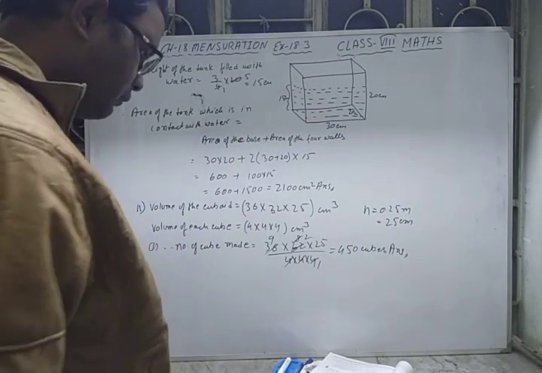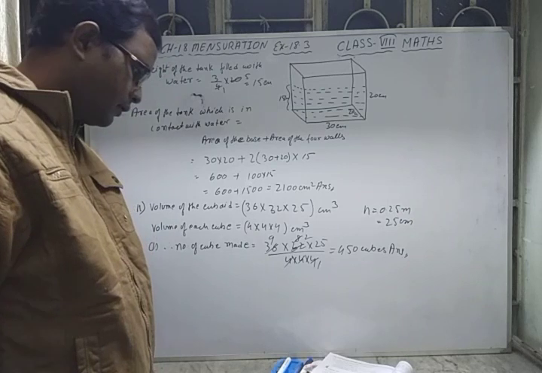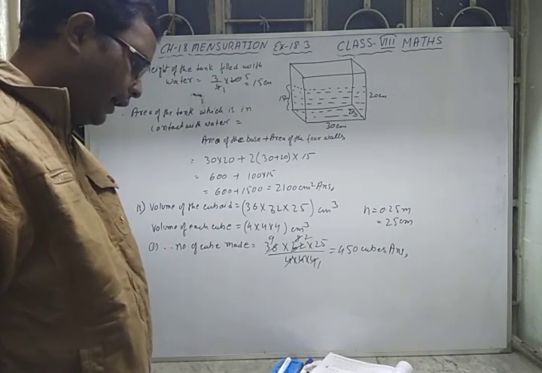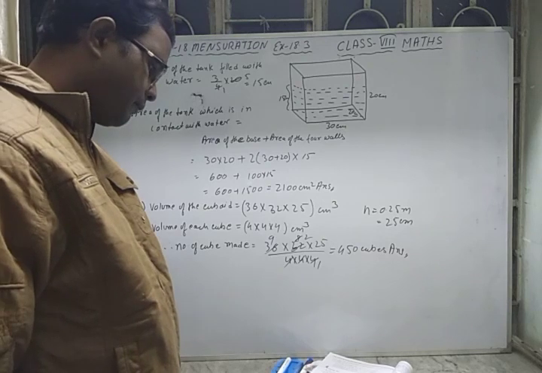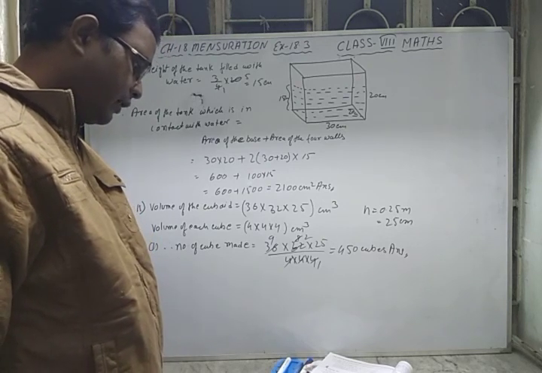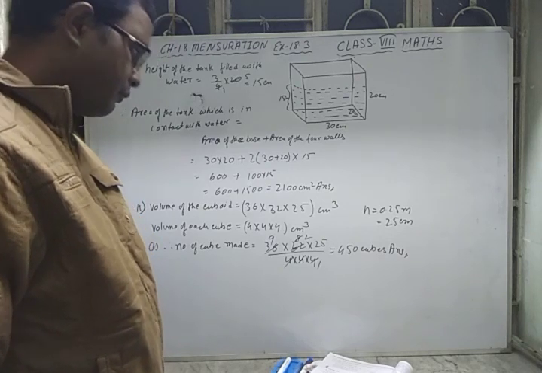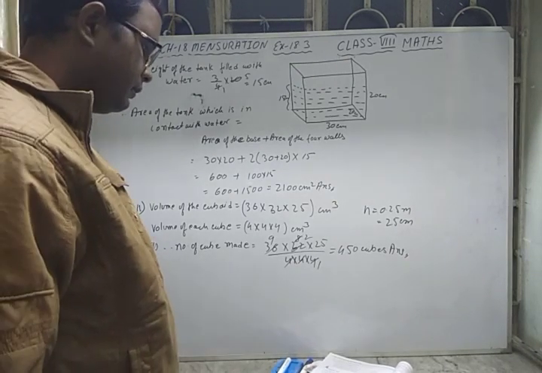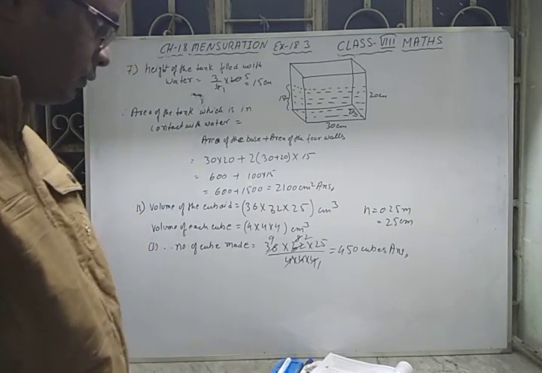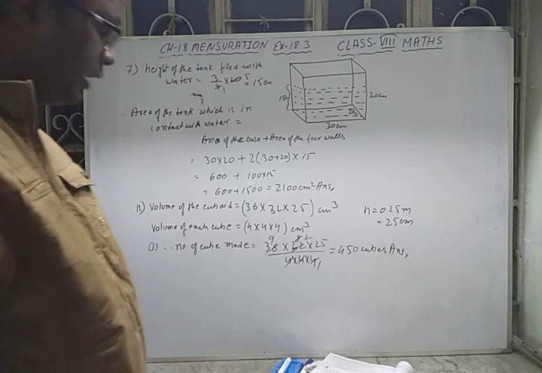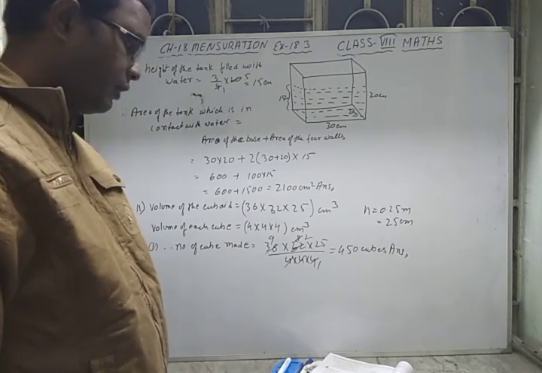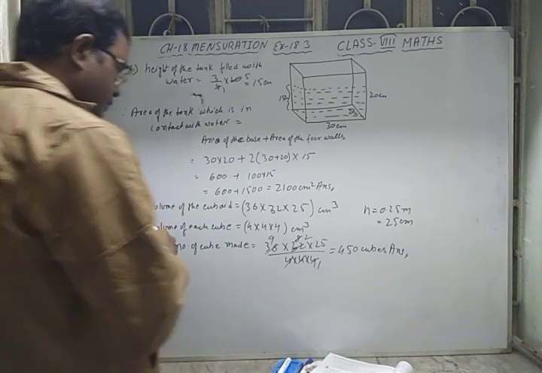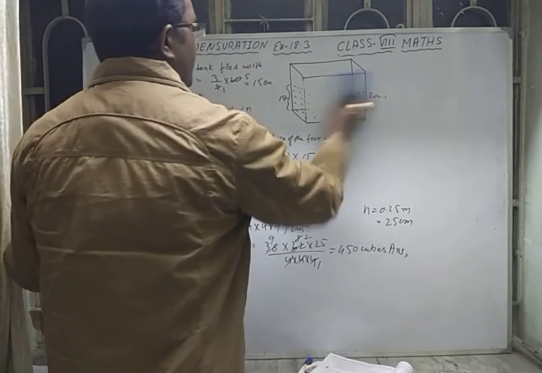So now the next part: what is the cost of silvering the surfaces of a cube at the rate of 0.75 per centimeter square? So you have to find the surface area of each cube, then for the total 450 cubes, then you have to multiply it by the cost, and we will get the answer. So I'll do the question there.